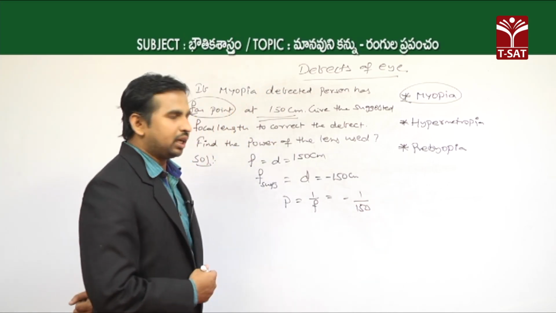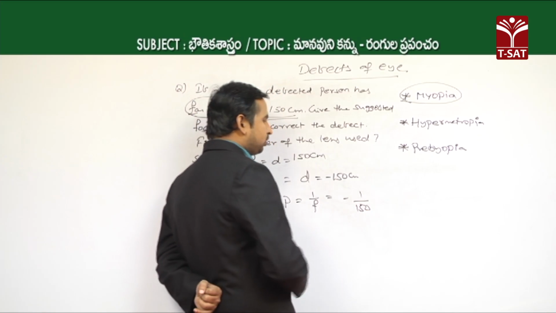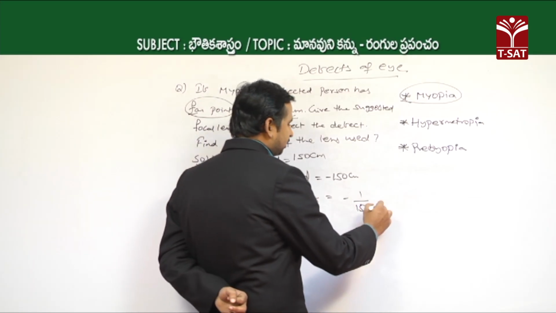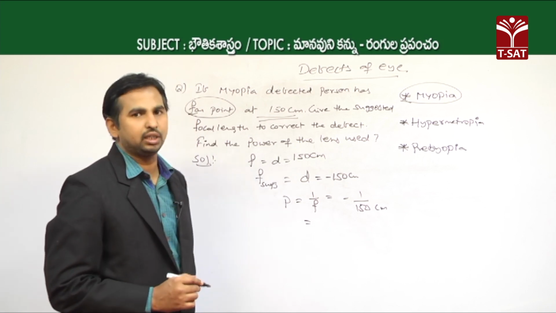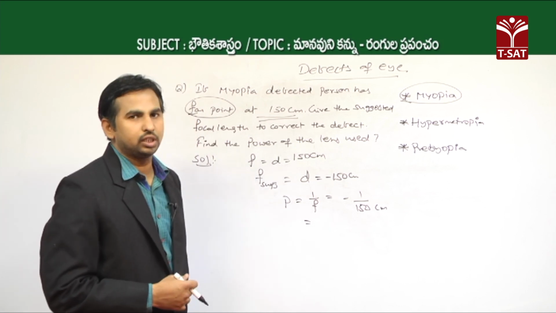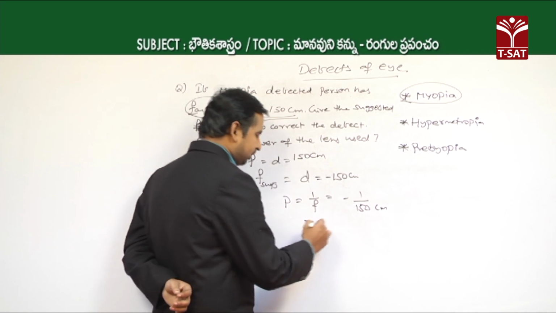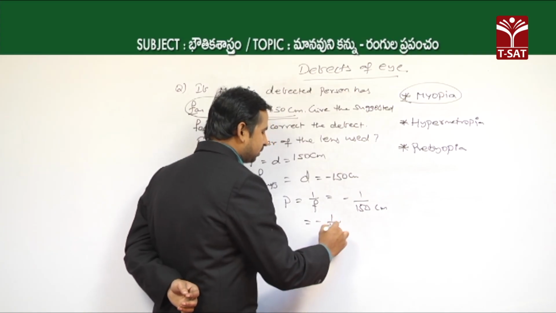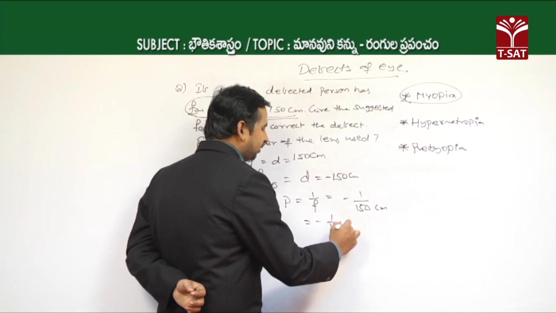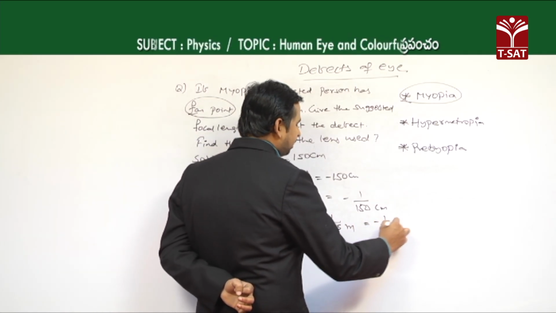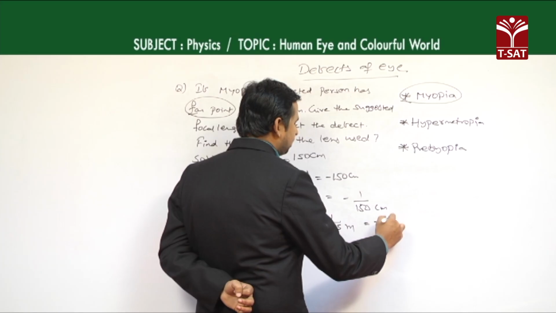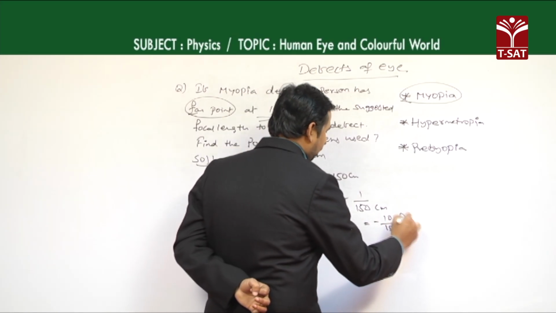Then 1 by 150 we have, but that is taken in terms of centimeters, that is 150 centimeters. Power actually has the unit meter inverse, so we have to change that into meters. 150 centimeters we can write as 1.5 meters. So finally, the power becomes minus 1 by 1.5, which is 15 by 10 diopters.